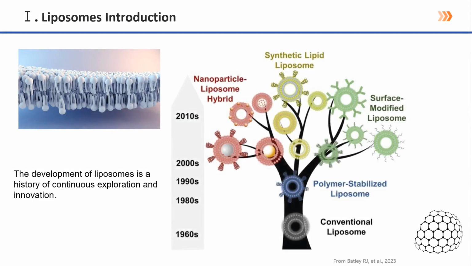The development of liposomes is a history of continuous exploration and innovation. Starting from the conventional liposomes in the 1960s, scientists have conducted in-depth research on them. As time went by, polymer-stabilized liposomes appeared in the 1980s, and there were new developments in the 1990s. Until today, in the 21st century, we have seen a variety of advanced liposome types, such as synthetic lipid liposomes. These developments reflect our deepening understanding of the structure and function of liposomes, as well as the continuous advancement of technical means.